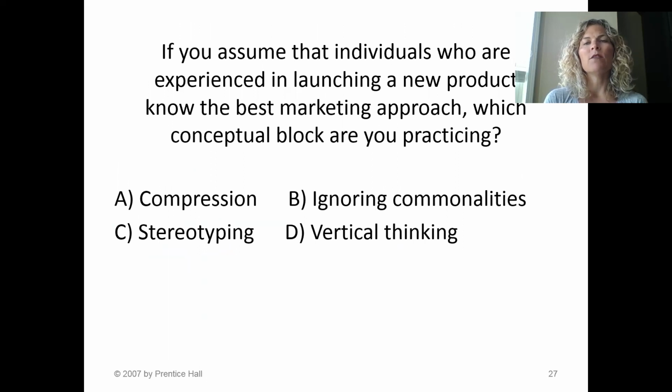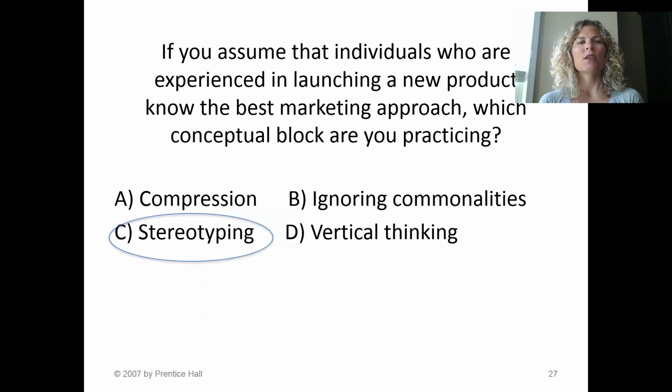If you assume that individuals who are experienced in launching a new product know the best marketing approach, which conceptual block are you practicing? And the answer to this one is C, perceptual stereotyping. All right, so we're assuming that just because they have that past experience of launching a new product, they're going to be the best moving forward. And so that's that idea of perceptual stereotyping, looking to what worked in the past to work currently or in our future.